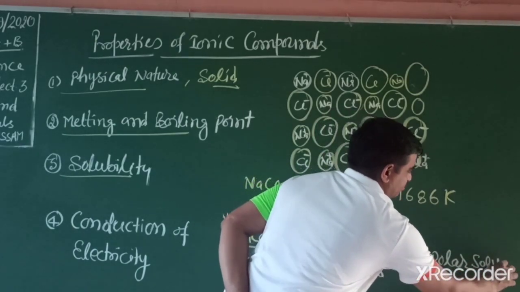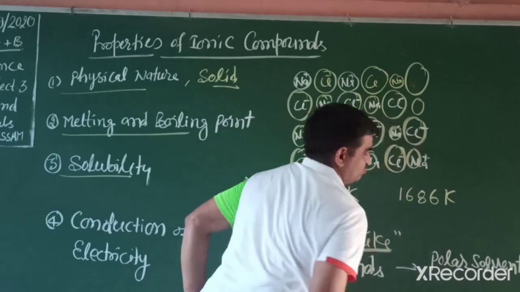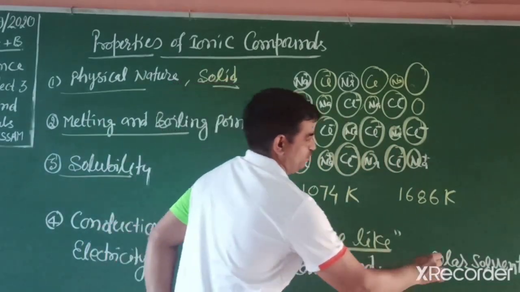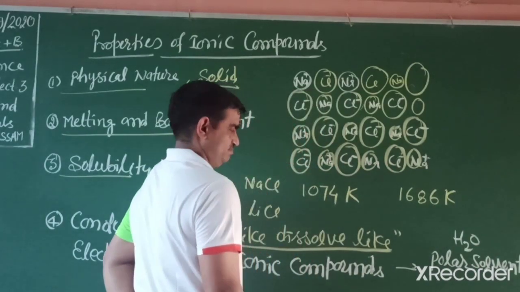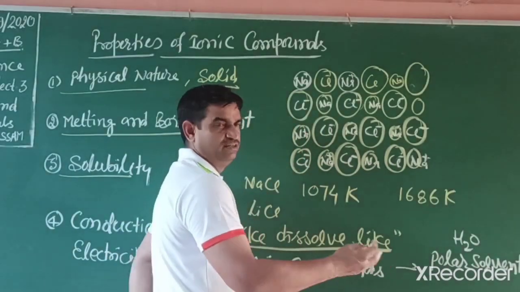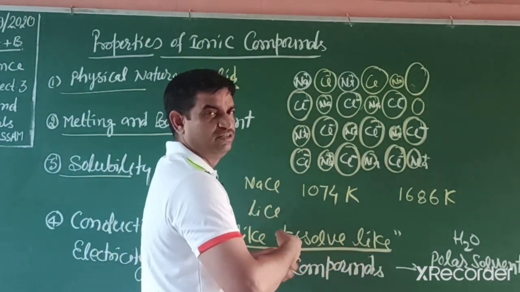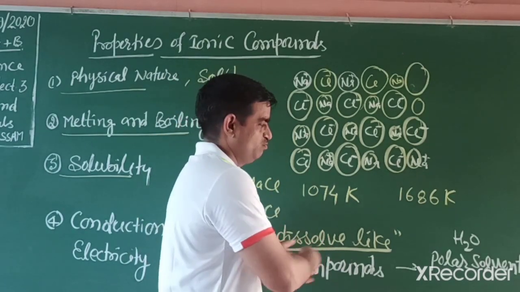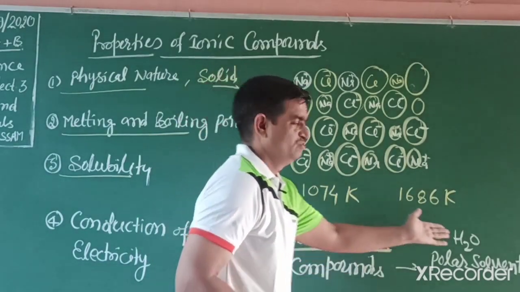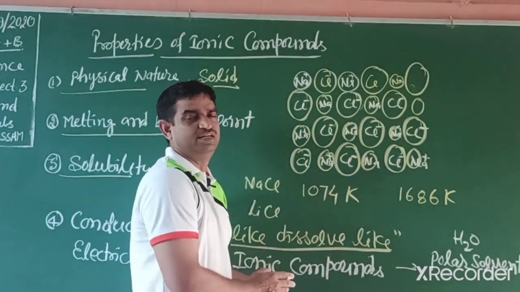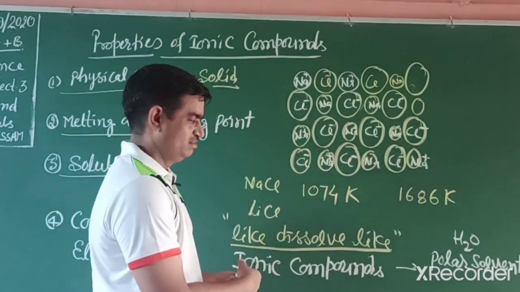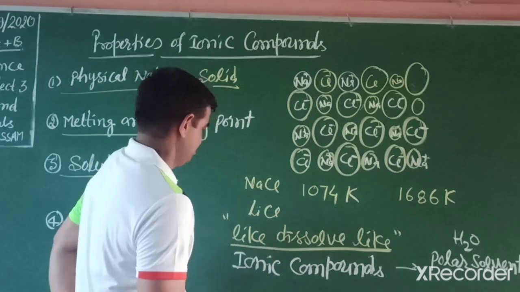What do we mean by a polar solvent? Water is a polar solvent. We will explain, because it is a comparative term: electron movement is more towards the oxygen side than the hydrogen. We will discuss this in detail in higher classes, 11th and 12th.